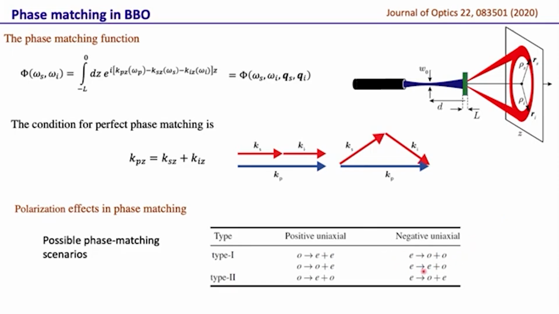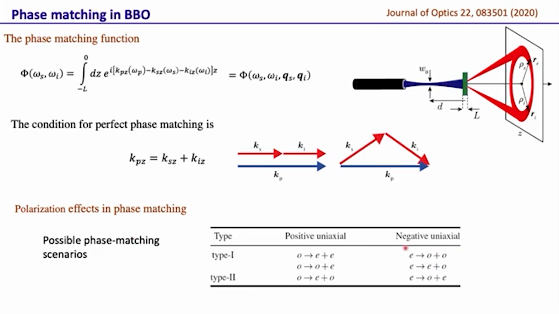We can also satisfy the phase matching when signal and idler are oppositely polarized, that is, one is extraordinary and the other is ordinary, and vice versa. These two other conditions are called type 2 phase matching. So we can satisfy this phase matching when the pump, signal and idler are in this combination. We can also satisfy the phase matching when the pump, signal and idler are in these combinations, that is, type 1 and type 2. So these are the different phase matching scenarios that we can have as far as polarization effects are concerned.